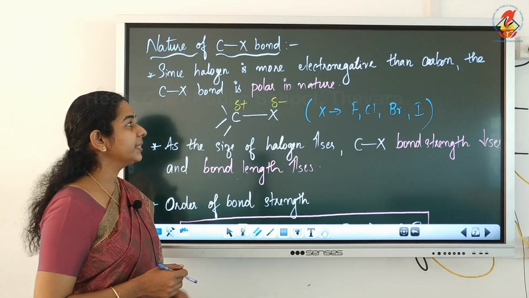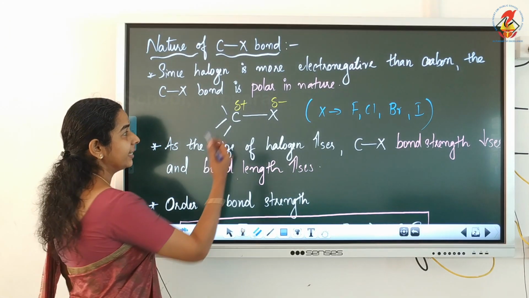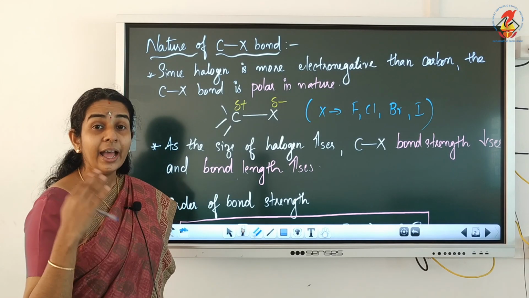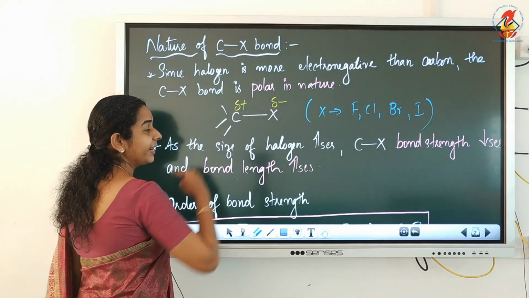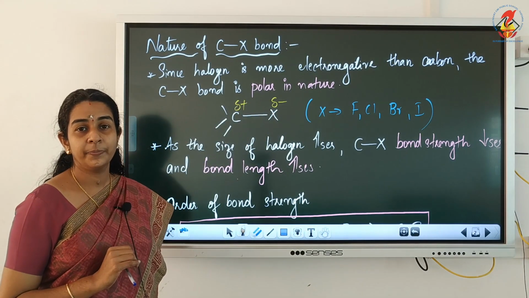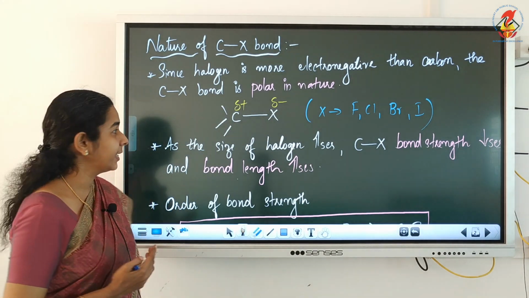So how can we represent this polar nature of the C-X bond? Since X is more electronegative, the shared pair of electrons will shift a little bit closer towards the halogen, so that the halogen gets a partial negative charge and carbon gets a partial positive charge, and we represent that using delta plus and delta minus signs.